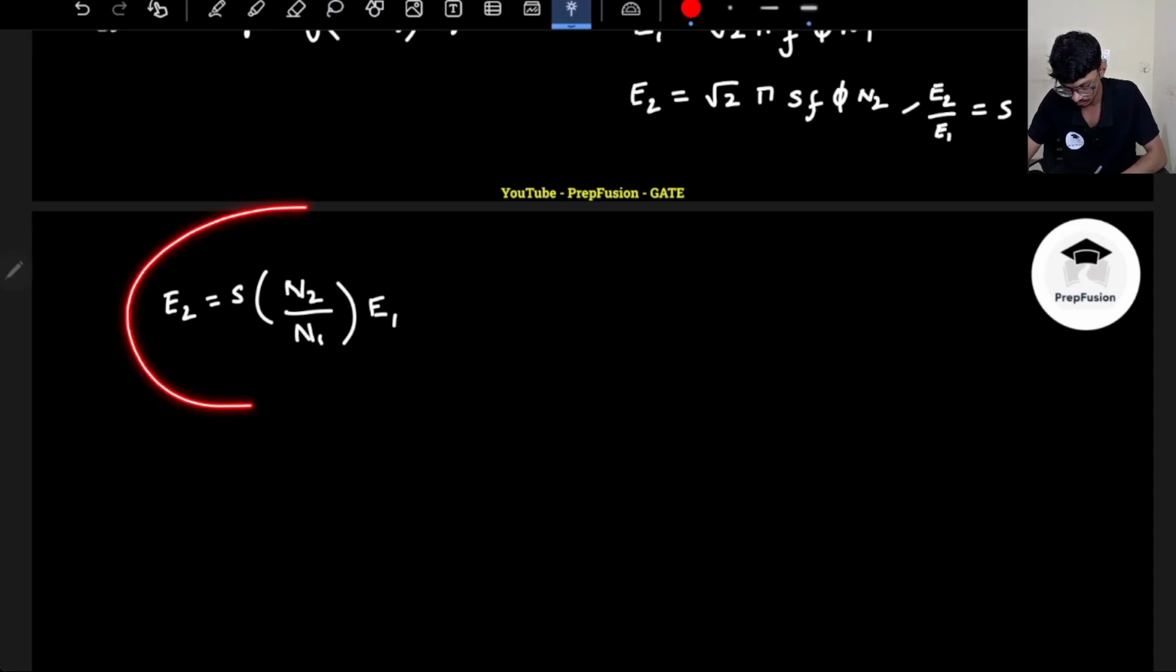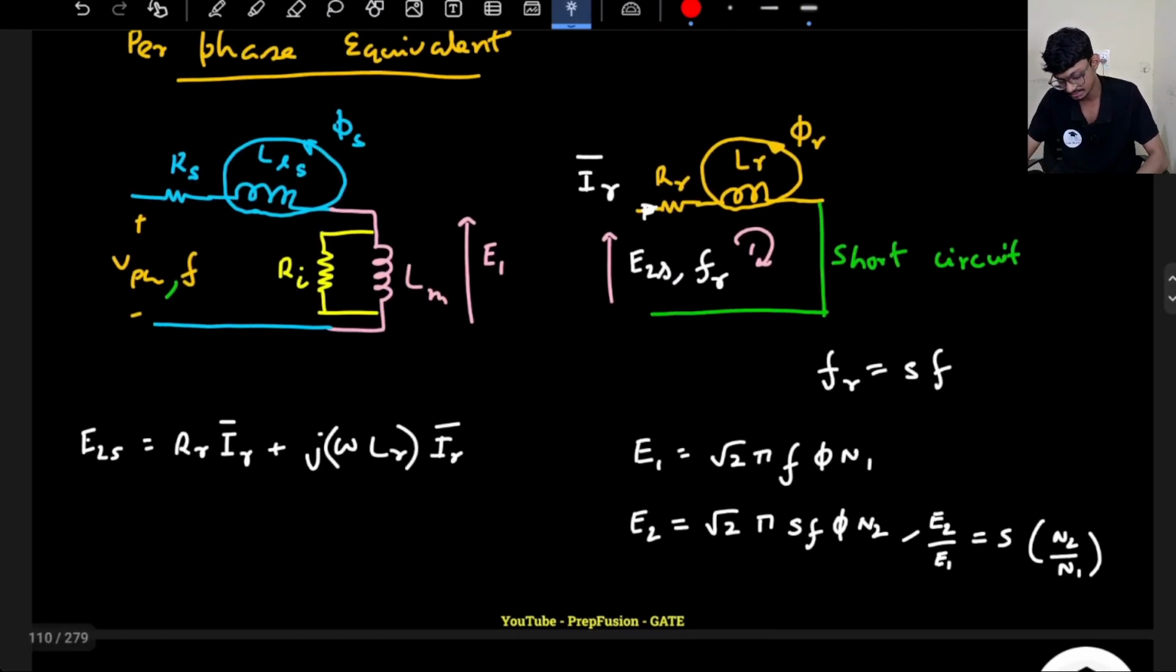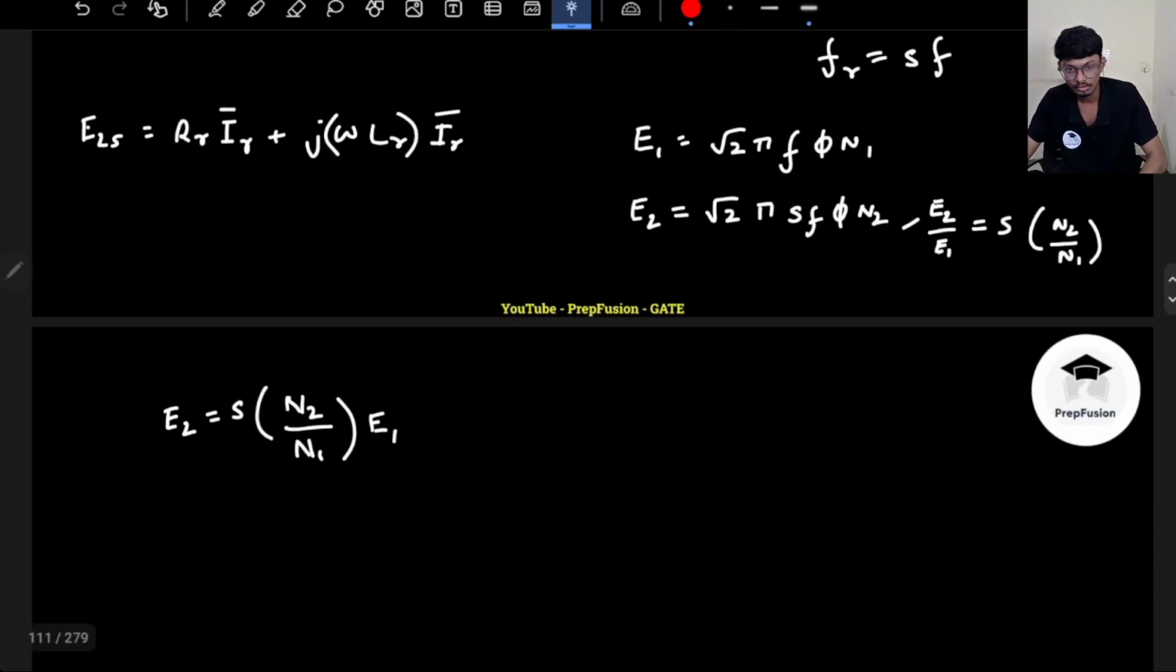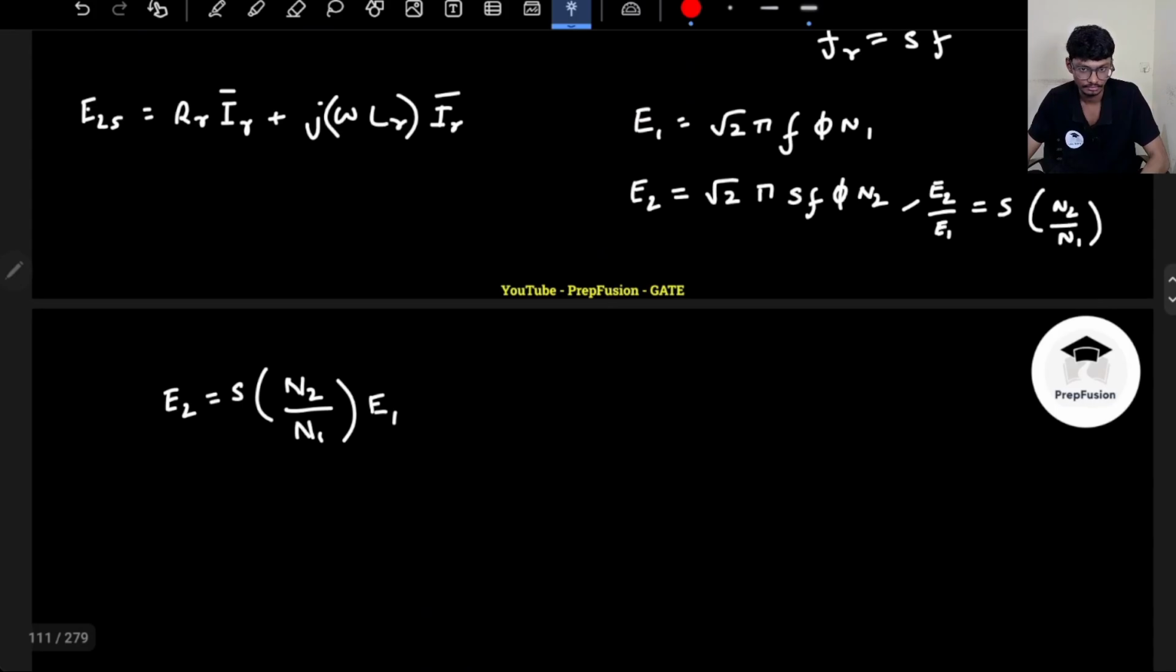Okay, so that is what my E2 is equal to. Got it? Now, what we actually do, I have to connect this. Can I simply connect it over here? So how will you connect it over here?